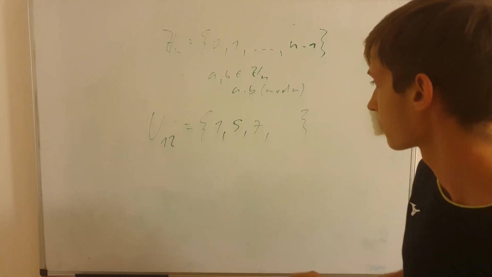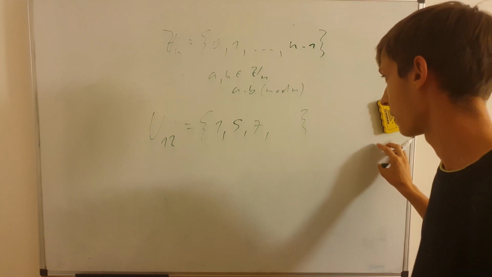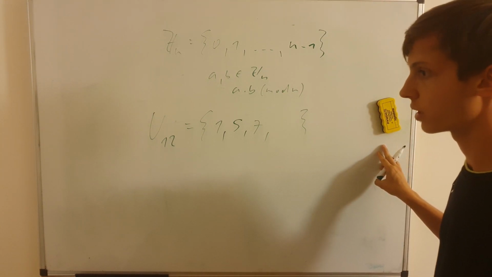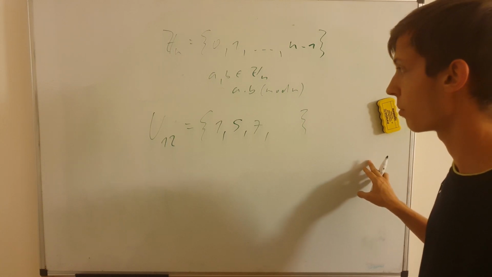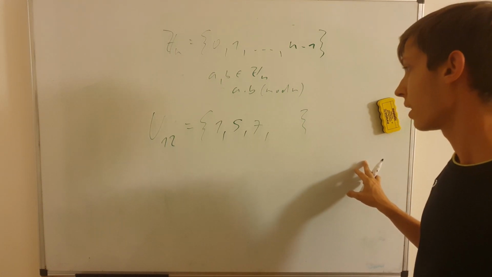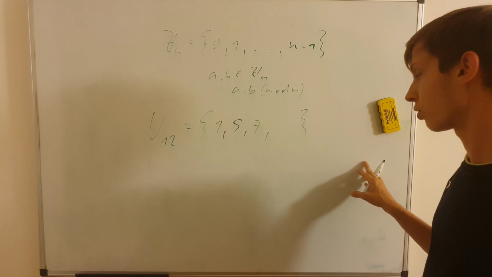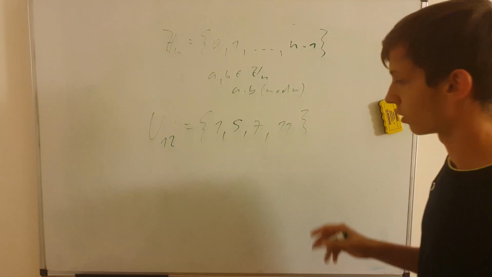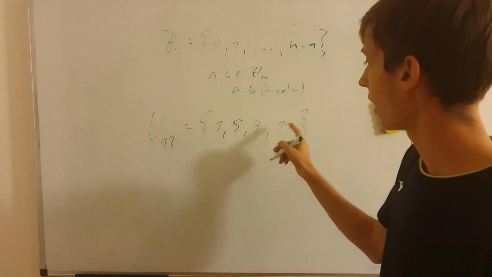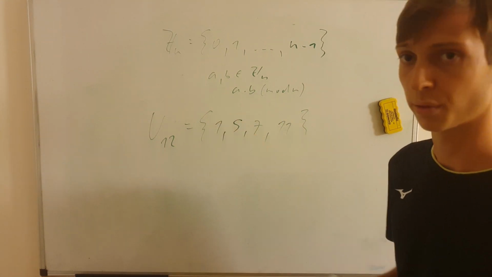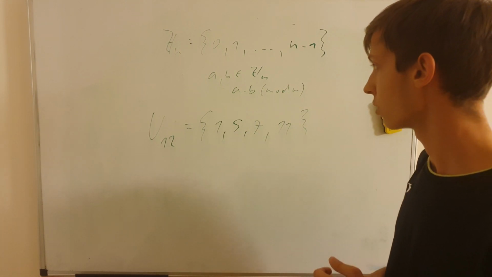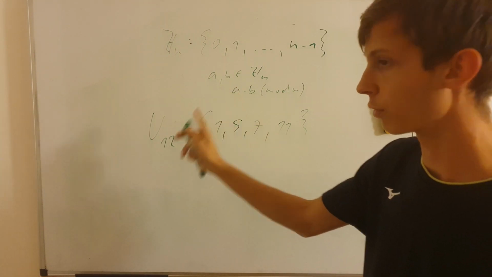Then 8 cannot work because there are bigger greatest common divisors. 9 also cannot, and 10 the same, and 11 will work. The greatest common divisor is 1, and 11 does not divide 12, of course. So these 4 numbers are the only elements of group of units 12.